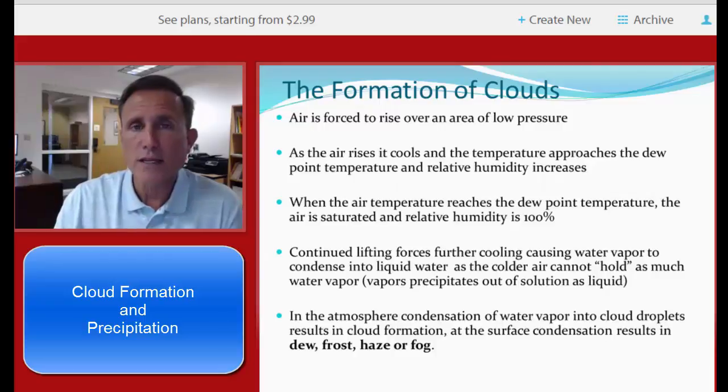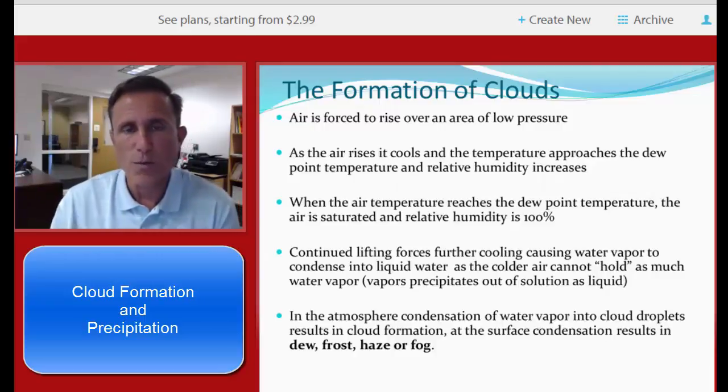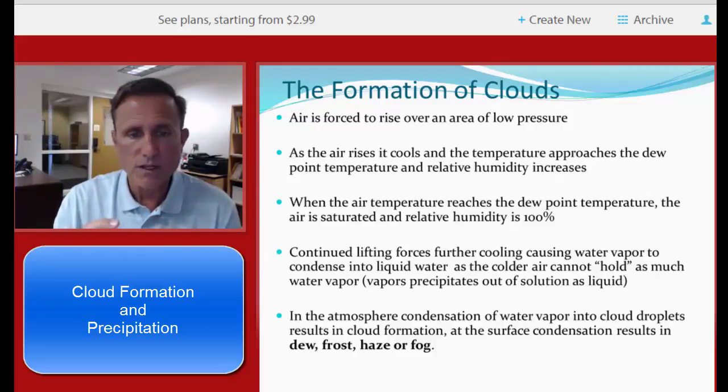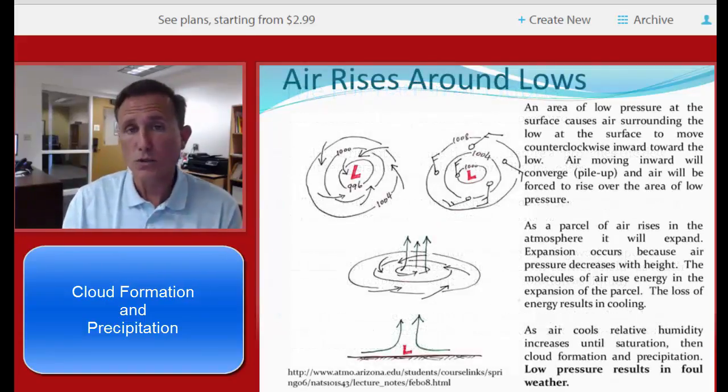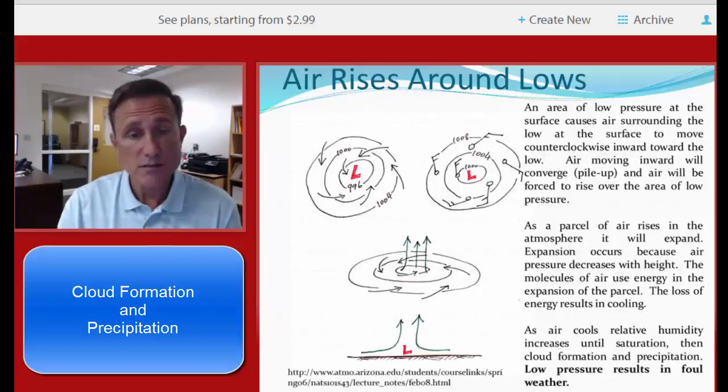Remember, cooling ends up with condensation. So condensation occurs in the form of cloud droplets, and then in the atmosphere, those cloud droplets are clouds. Down by the ground, they're going to be dew, frost, or haze. So the lifting of air causes it to cool, and that causes cloud formation and eventually precipitation.